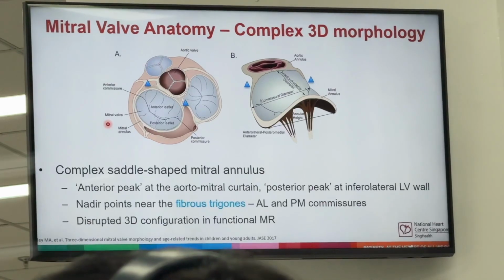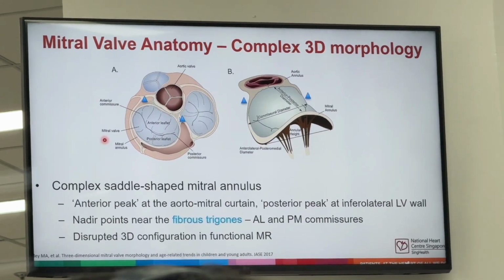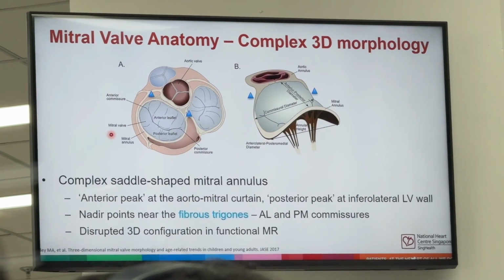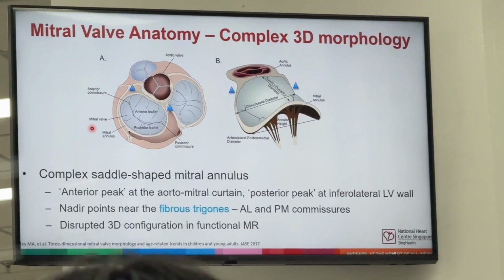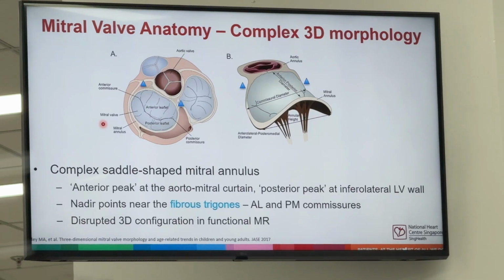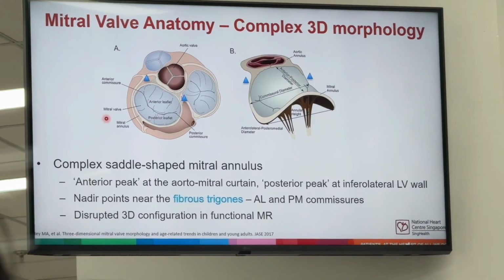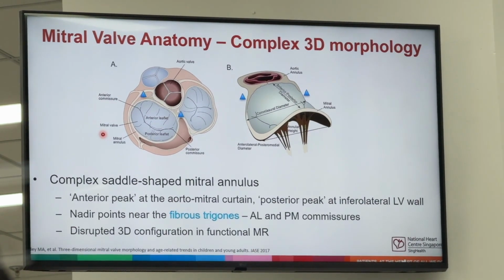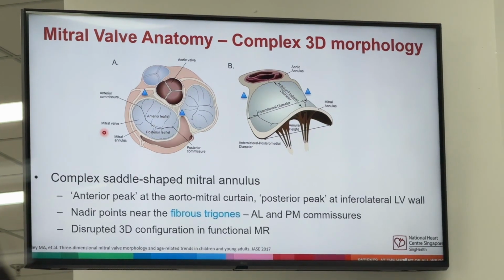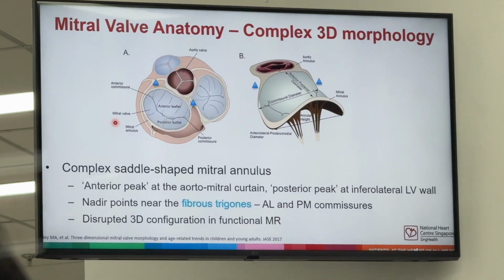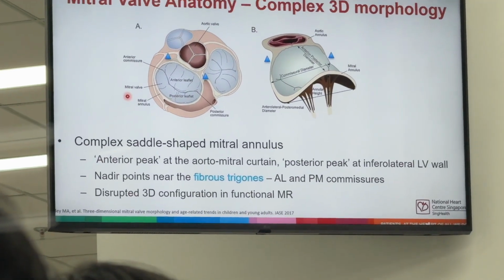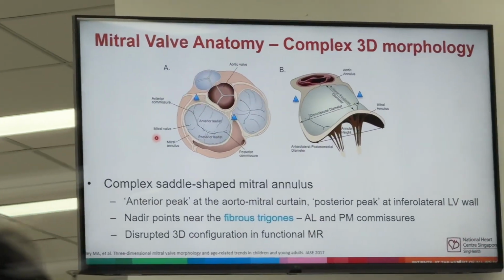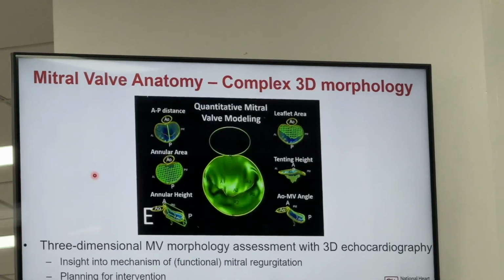Looking at it more closely, we now appreciate that the mitral valve is a complex three-dimensional structure. It is actually not flat, it is more saddle-shaped in morphology. There is an anterior peak located at the aortomitral curtain, and a posterior peak at the inferolateral left ventricular wall. The nadir point is actually at the fibrous trigones, which is at the commissural location, the anterolateral and posteromedial commissures. And this three-dimensional structure is disrupted in mitral valve diseases, especially in functional mitral regurgitation.